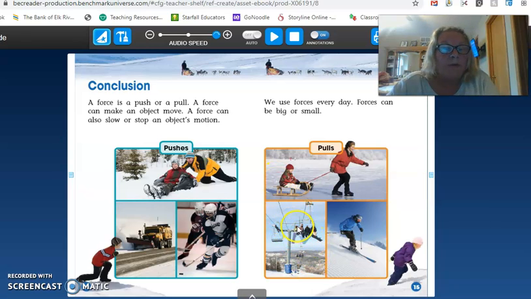The people are getting a ride up the mountain to ski. That is it. It is pulling them up to the top of the mountain. And in this picture, I see the snowboarder. Remember, they said that gravity helps that snowboarder get down that hill. Snowboarder. I should know that. My son snowboards. All right. Let's turn the page.